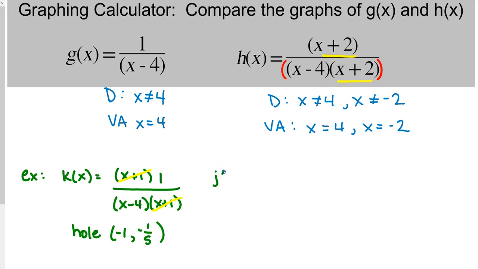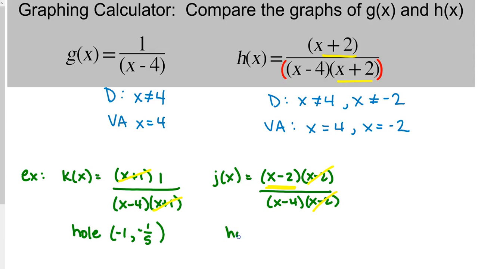Here's another example. Let's call it j of x. Let's say we had x minus 2 times x minus 2 over x minus 4 times x minus 2. So you can cancel an x minus 2, but notice that there's still an x minus 2 on the top. It is a hole. It's going to be a hole on the x-axis. So you're going to have a hole at the point 2, 0.